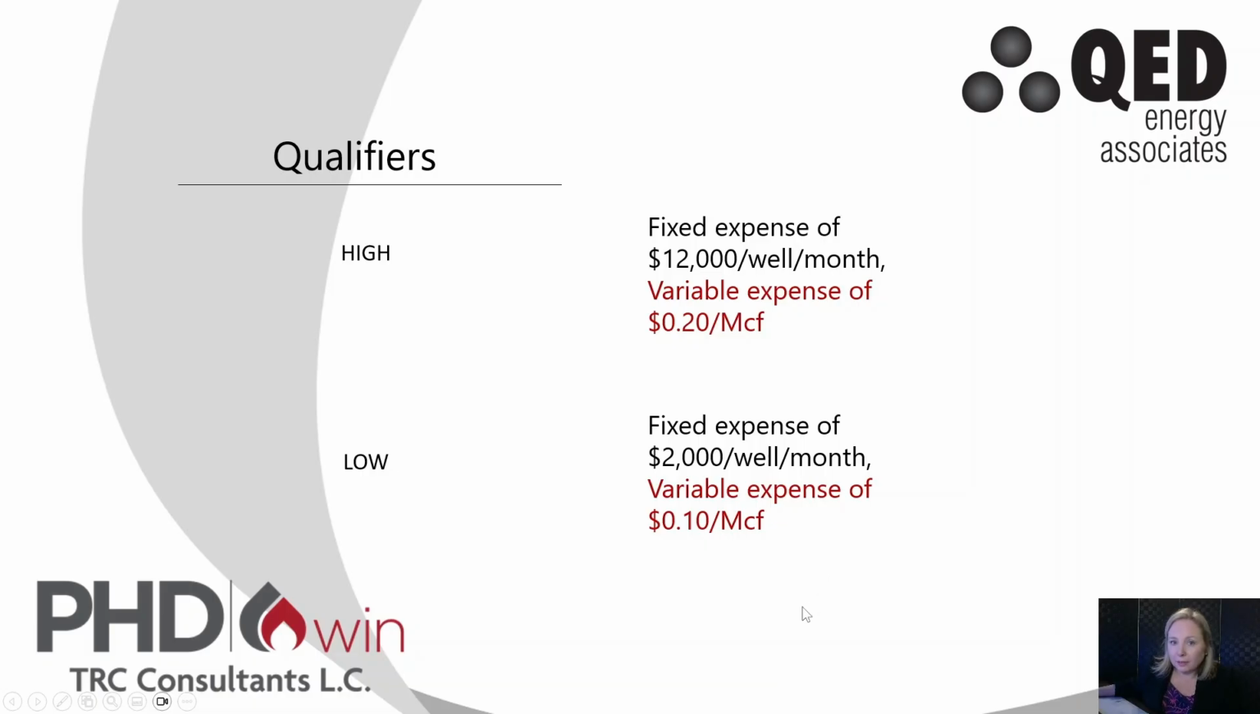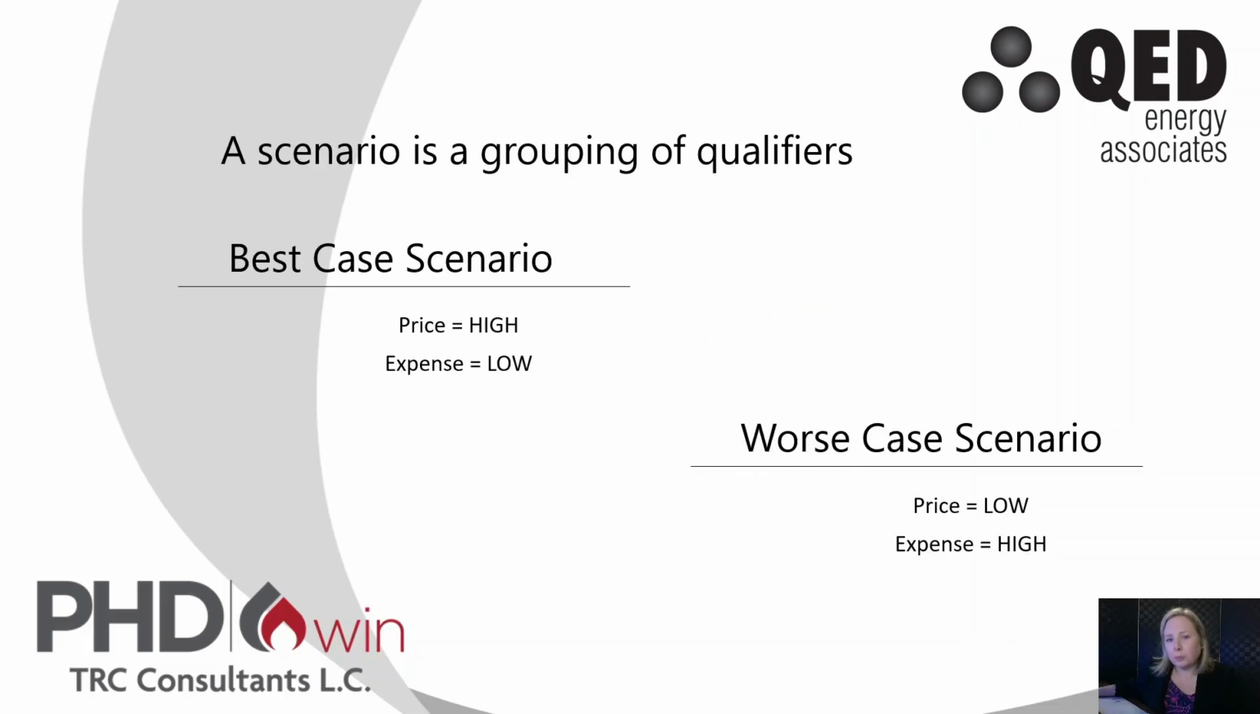Now those are called qualifiers, and every input that we input into a PHDwin V3 database has a qualifier associated with it. A scenario is a grouping of qualifiers. So for our best case scenario, we would want price inputs that were qualified as high and expense inputs that were qualified as low. But for our worst case scenario, which we're going to set up, we would want our price inputs qualified as low, but our expense inputs qualified as high. A scenario is a grouping of qualifiers.